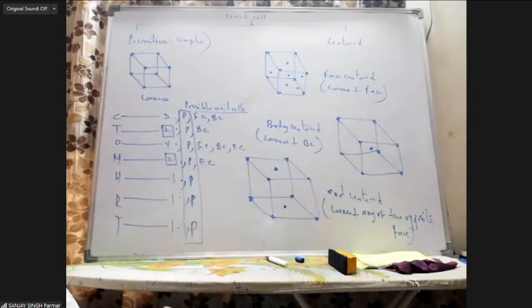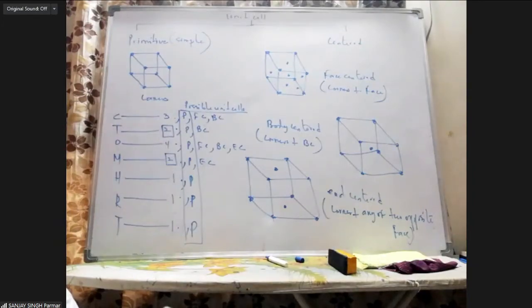Possible unit cells are 3, 2, 4, 2, 1, 1, 1. And then what is 3? The 3 are primitive, face-centered, and body-centered. 2 is primitive and body-centered. 4 is primitive, face-centered, body-centered, and end-centered. 2 is primitive and end-centered. For hexagonal, it is primitive. Yes, for the last 3, primitive, correct. Now coming to examples, beta.